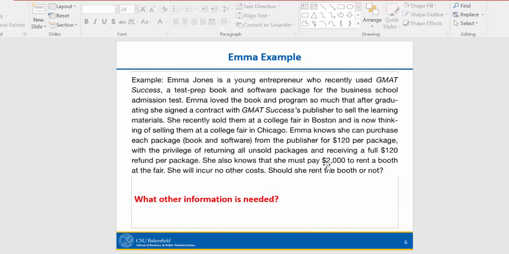You may see the 2,000 dollars. Actually, that's the rent, which is the total fixed cost. Regardless of how many packages Emma sells, she still has to pay 2,000 to rent a booth. Even if she sells none, she has to pay 2,000. That's basically a loss for her, because you don't have any revenues, you pay 2,000 and sell none, so you have a business loss. But anyway, let's get back to question 1.